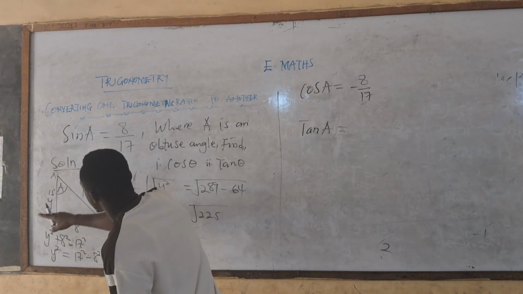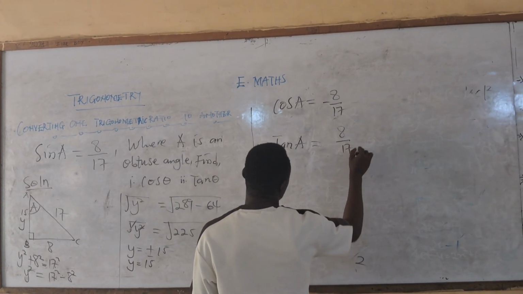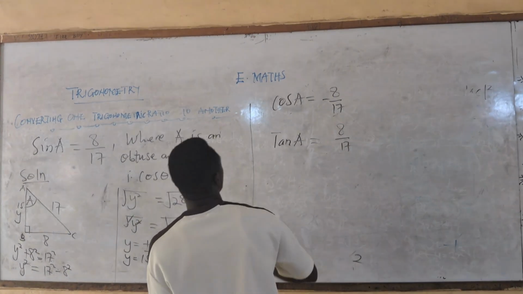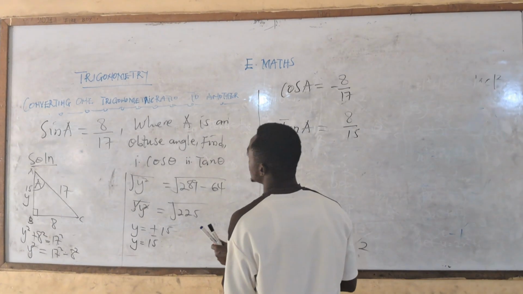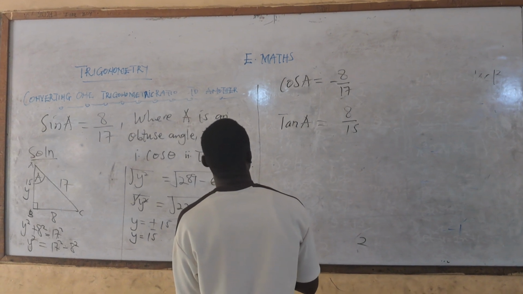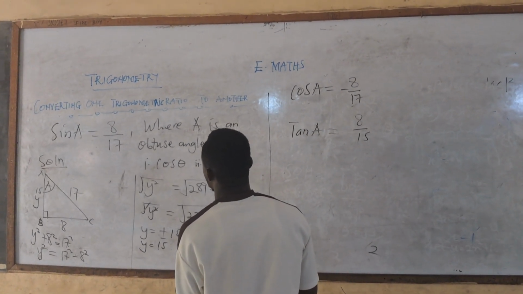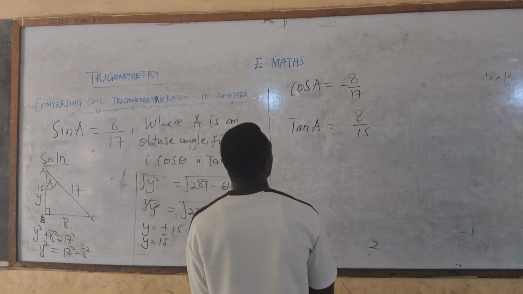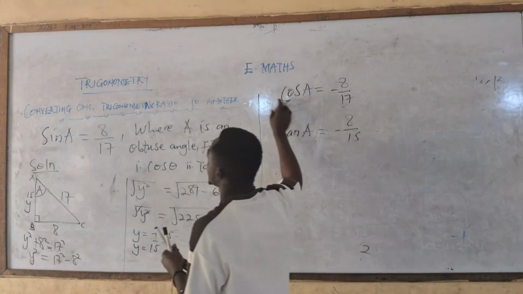So opposite over adjacent, which becomes 8 on 17 and 8 on 15, sorry, 8 on 15. But note that in the same... tan is negative. Sorry, cos is tan.